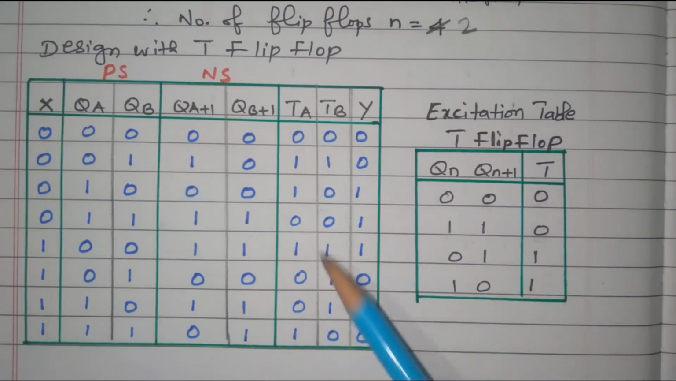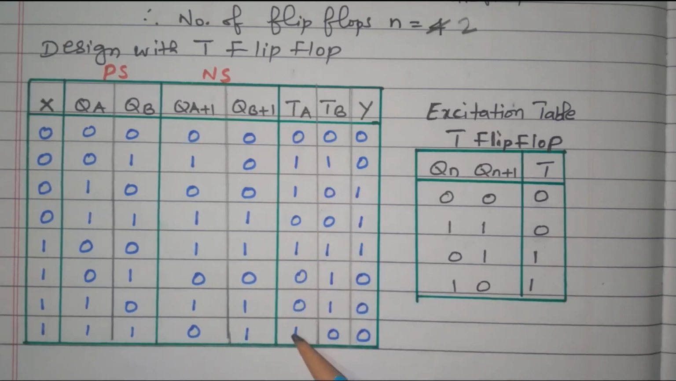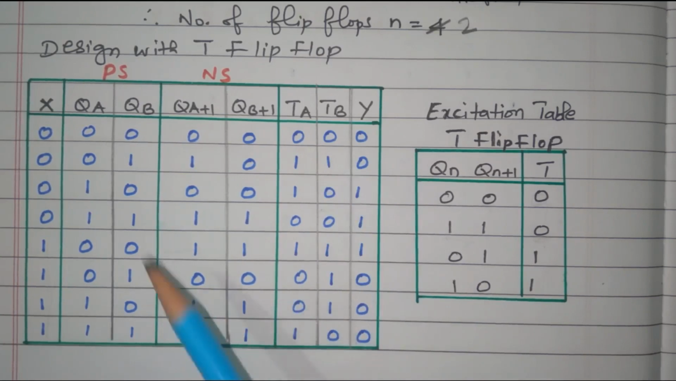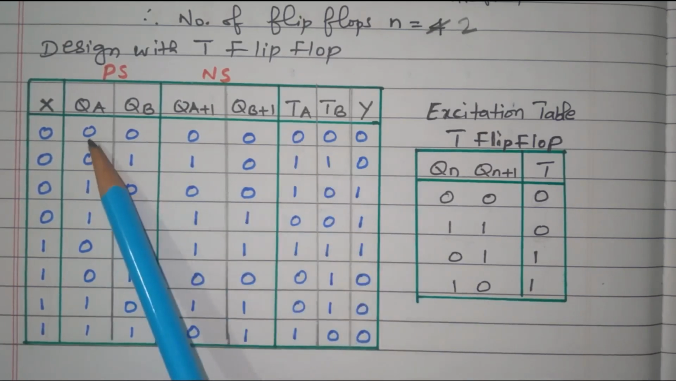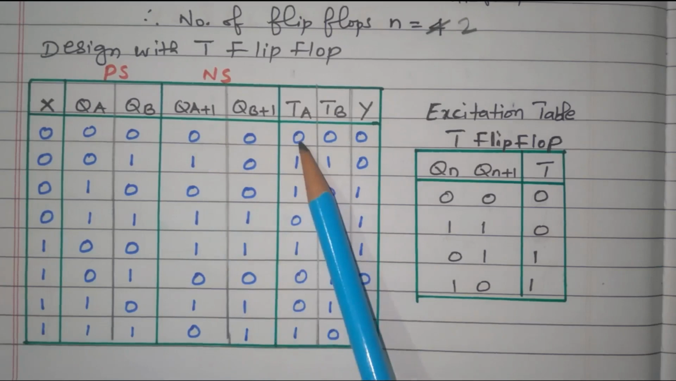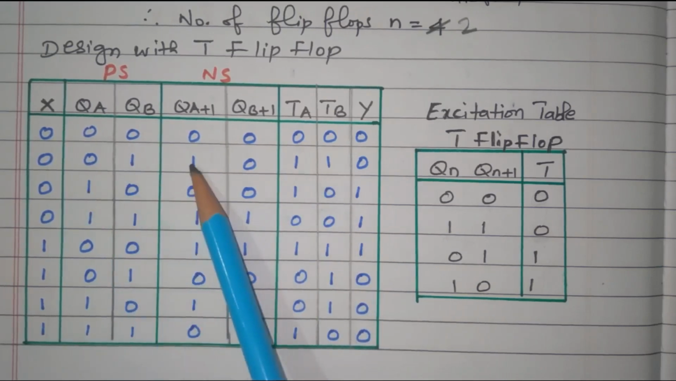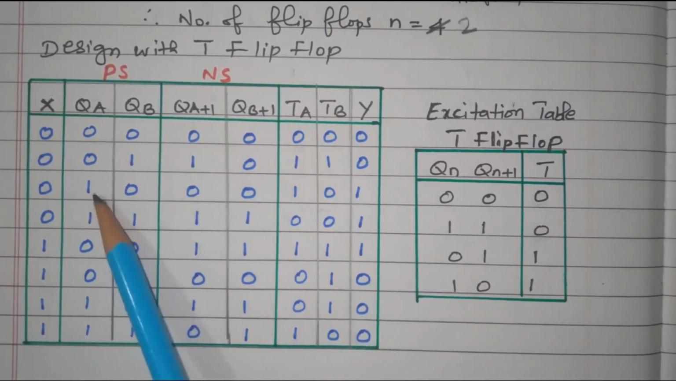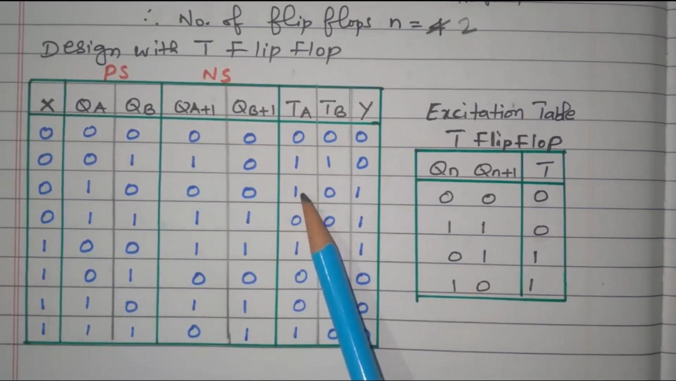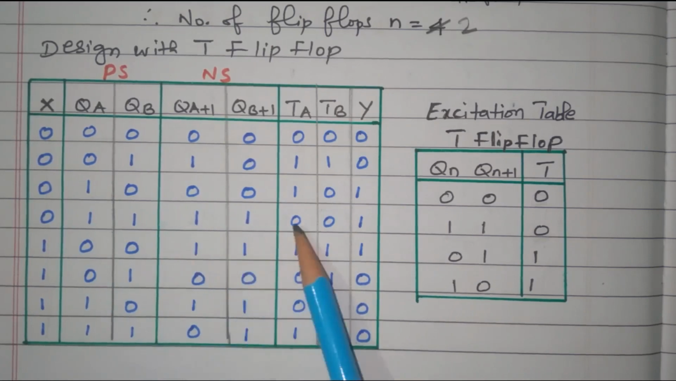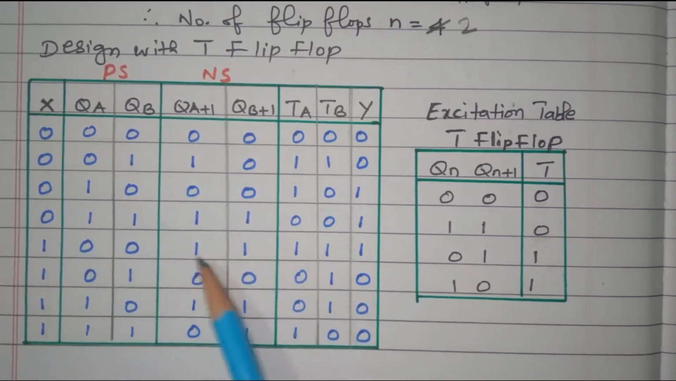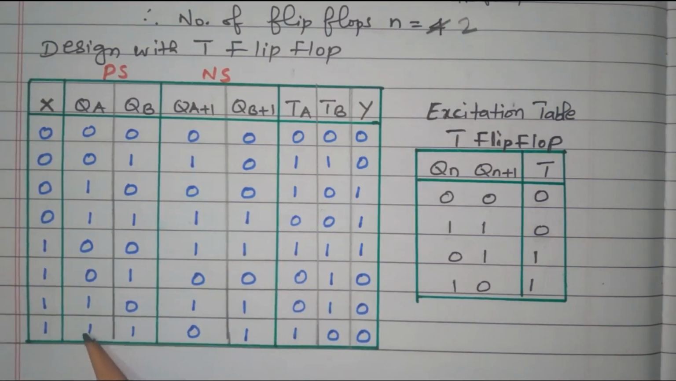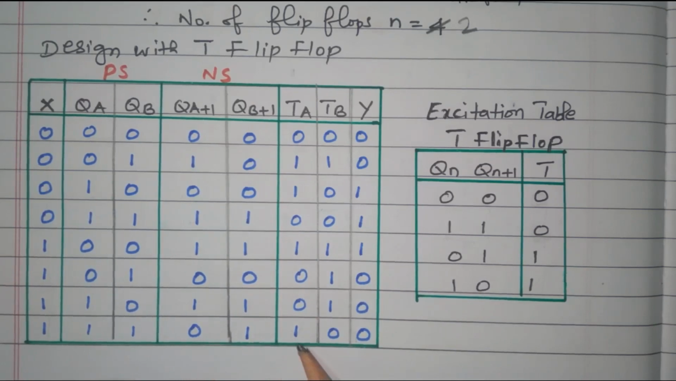So, based on this we can identify the value of TA and TB, right. First we will see TA. 0 to 0, no change, so TA is 0. 0 to 1, change is there, so 1. 1 to 0, the current state and next state are changed, so 1. 1 to 1, no change, so 0. 0 to 1, changed, so 1. 0 to 0, no change, 0. 1 to 1, no change, 0. 1 to 0, changed, so 1, right.